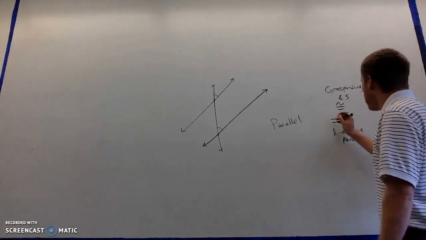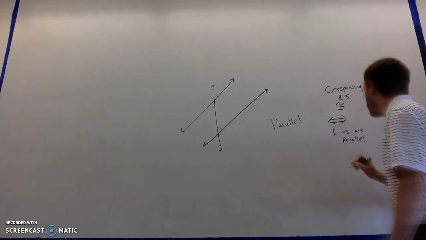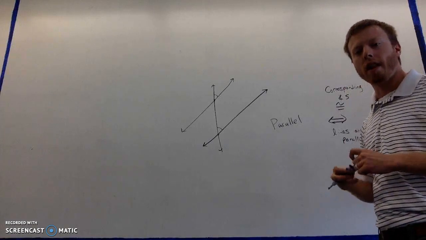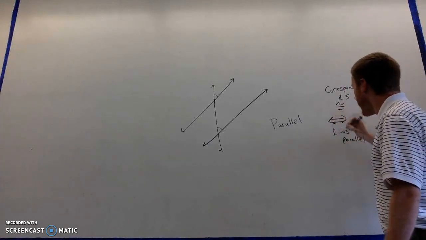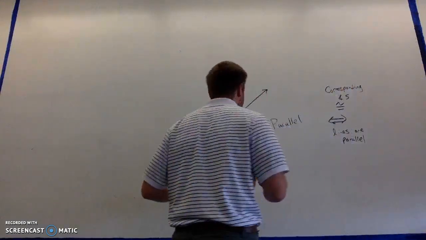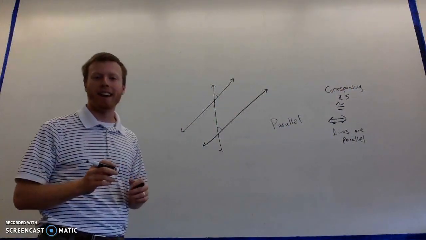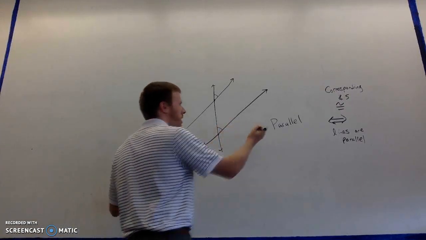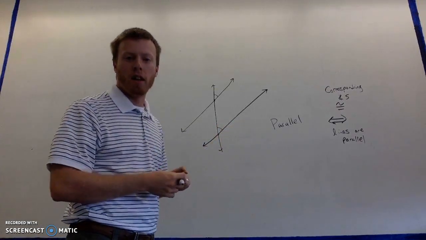Now, we probably went reverse before. If you say that the lines are parallel, then the corresponding angles are congruent as well. This goes both ways. The biconditional statement, you can write an if and only if for this. Okay, so the corresponding angles, if they are congruent, then the lines are parallel.